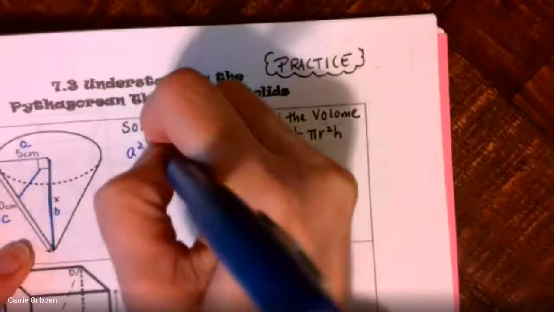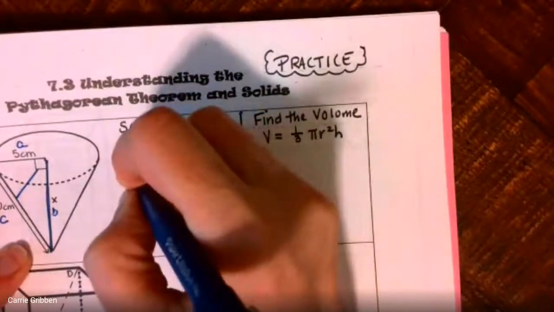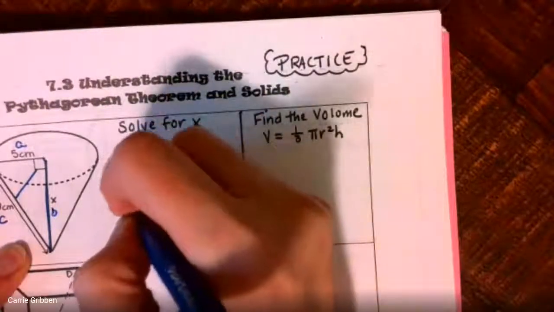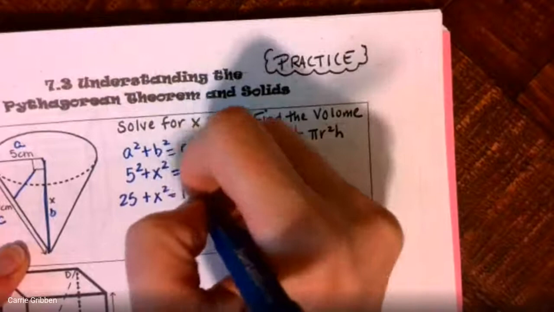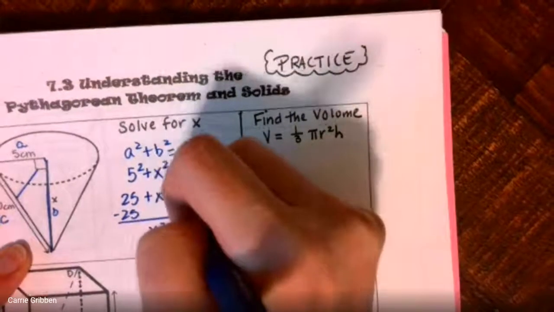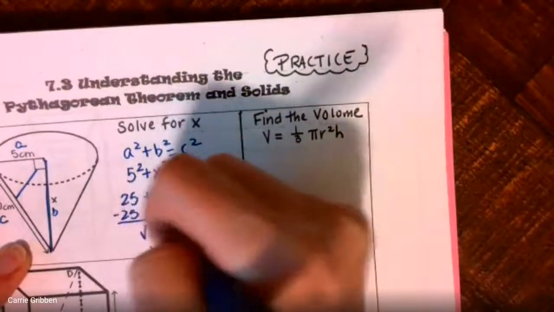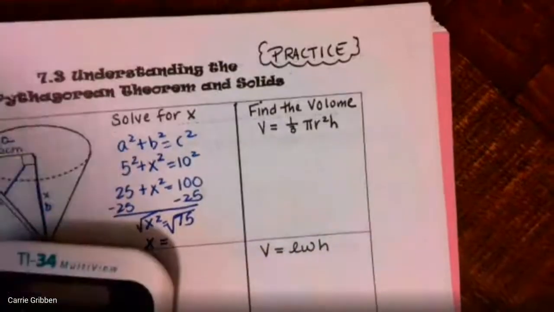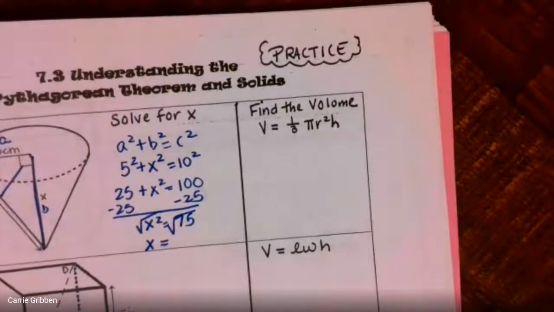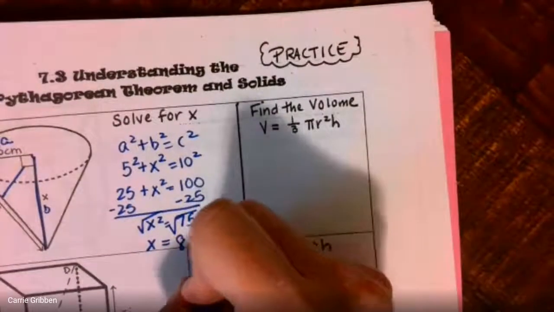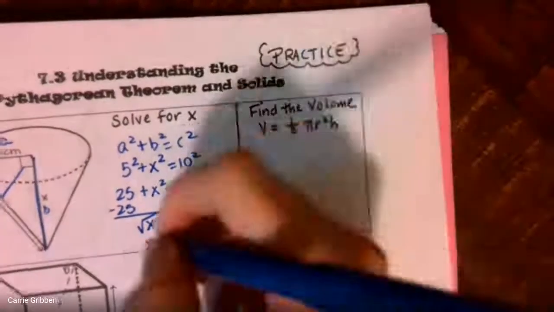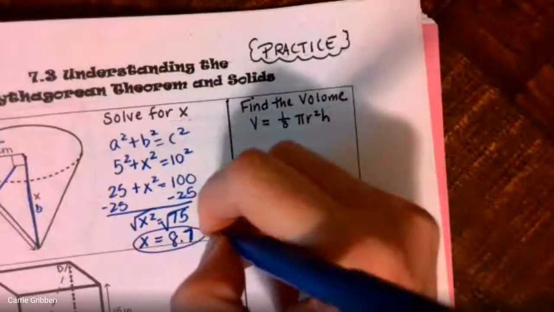So I set up the Pythagorean theorem, drop everything in. 5 squared plus x squared equals 10 squared. 25 plus x squared equals 100. Take away the 25 because it's on the other side. So x squared is going to equal 75. And if I take the square root of 75, we're going to have to round that off because it's not a perfect square. So the square root of 75 is 8.6. We'll round it up to 8.7. We'll round things to the nearest tenth today. So 8.7.